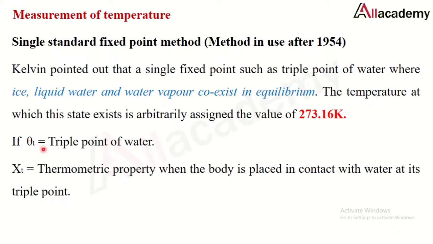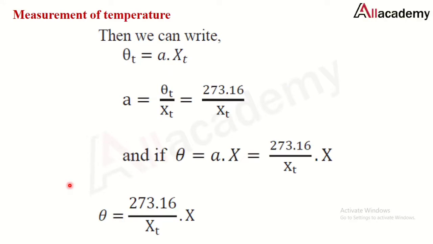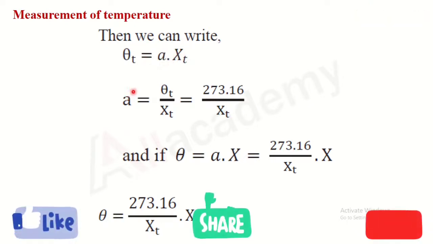Now if theta t is the triple point of water, then xt is the thermometric property when the body is placed in contact with water at the triple point. That is very important. Then, assuming a direct relation, theta t equals a into xt, where xt is the property at the triple point temperature and a is an arbitrary constant. This constant can be identified by theta t divided by xt, where theta t is the standard value 273.16.